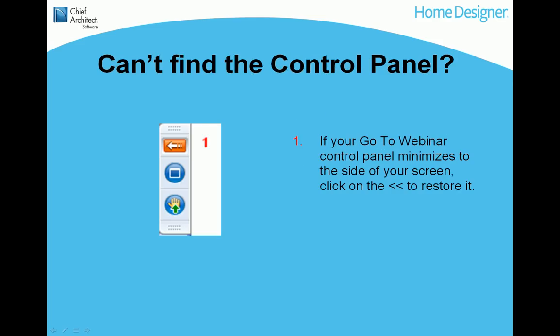If you don't see the large control panel, it is minimized to a little icon that locates to the upper right-hand corner of your screen. Click on the arrows to restore the complete control panel, which gives you access to your audio control as well as the questions area.